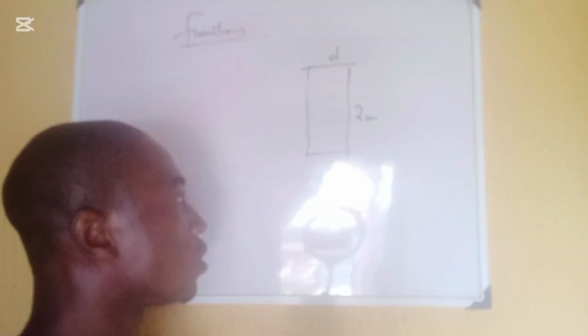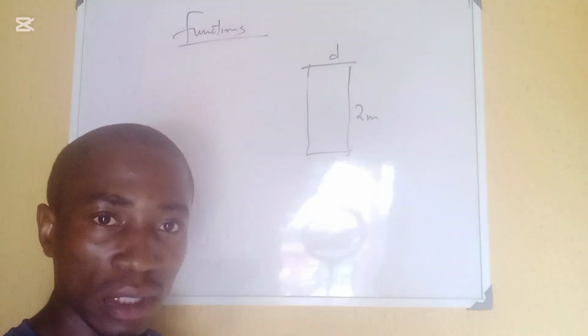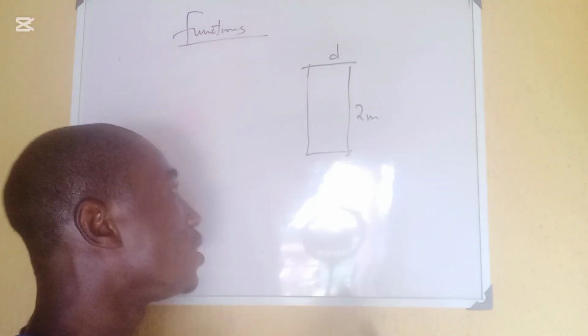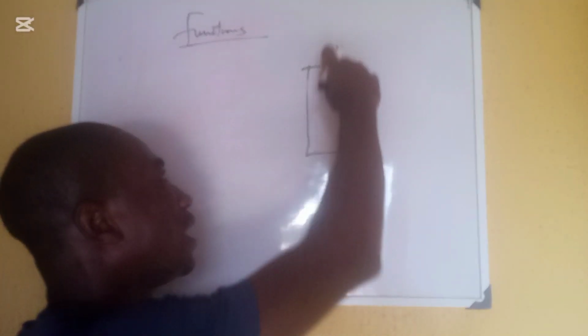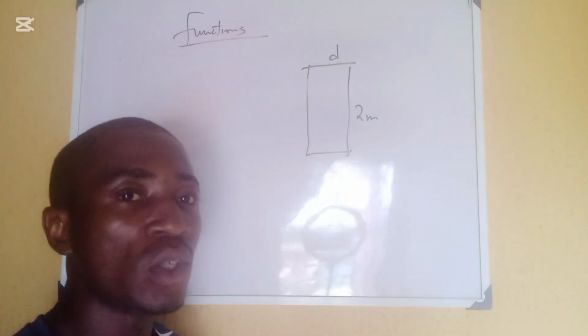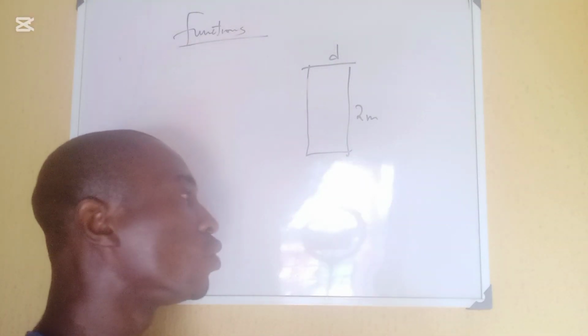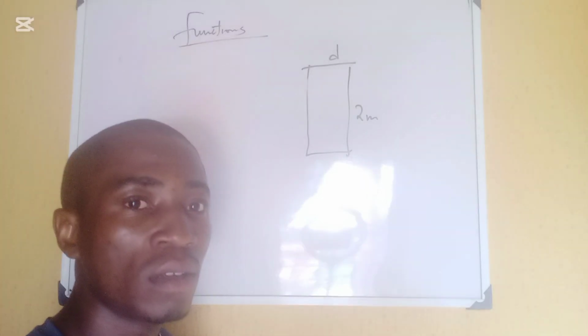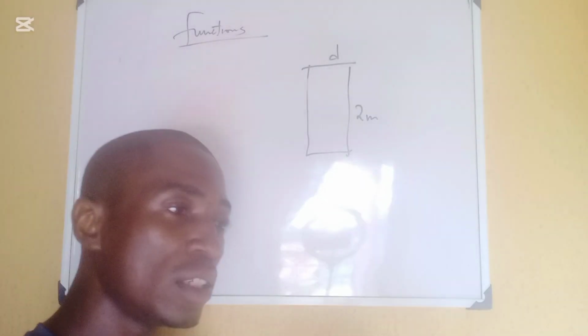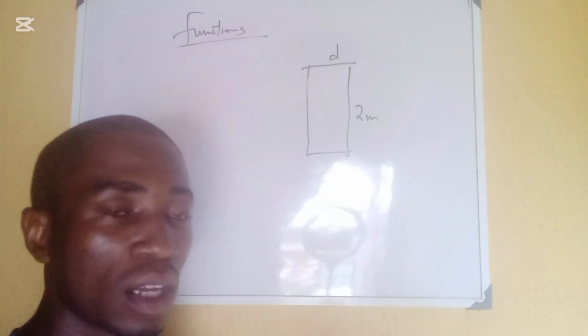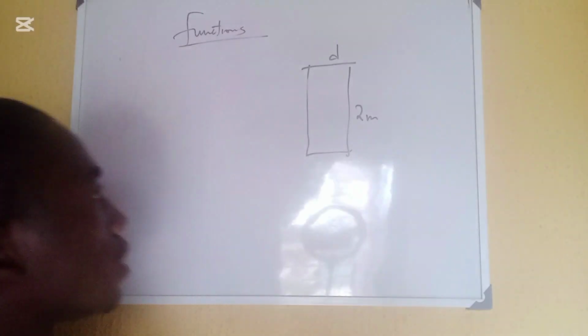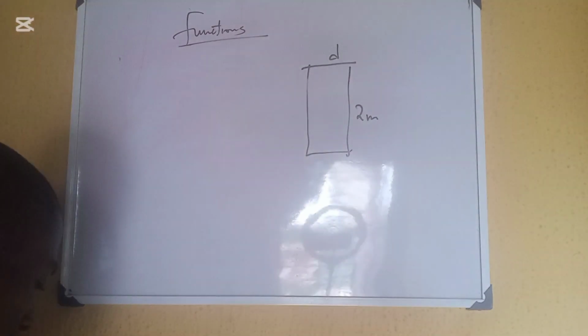So a function helps us to describe the relationship existing between the volume of the cylinder and the diameter of the cylinder. So when we're able to express it, then we can now begin to perform our analysis, whether integration, whether differentiation, limits, and the rest. So that's the importance of a function.